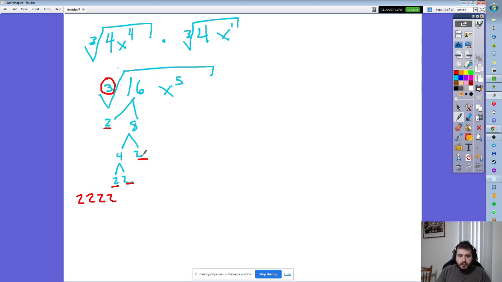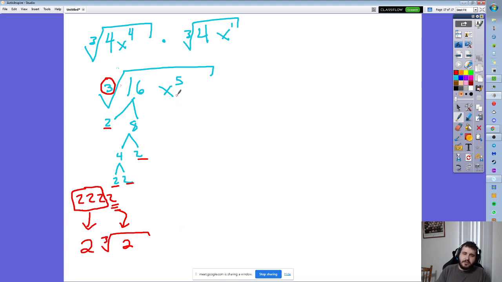I can only circle 3 of them, though. Make a 3 of a kind, and then this one's left all by its lonesome. This 2 comes out, and this lonesome 2 has to stay in the cube root.